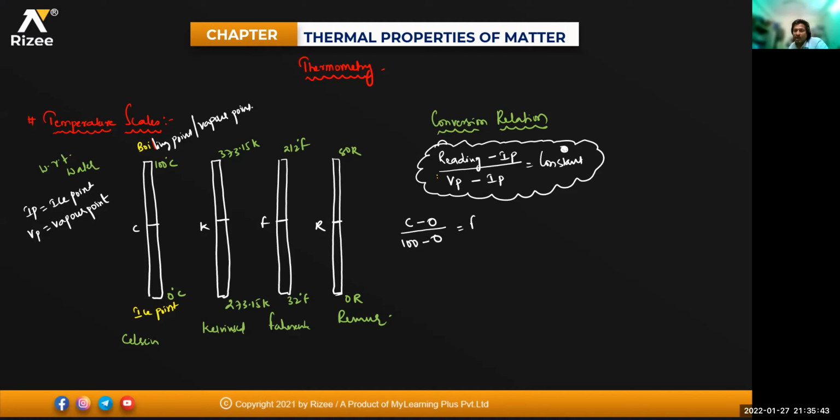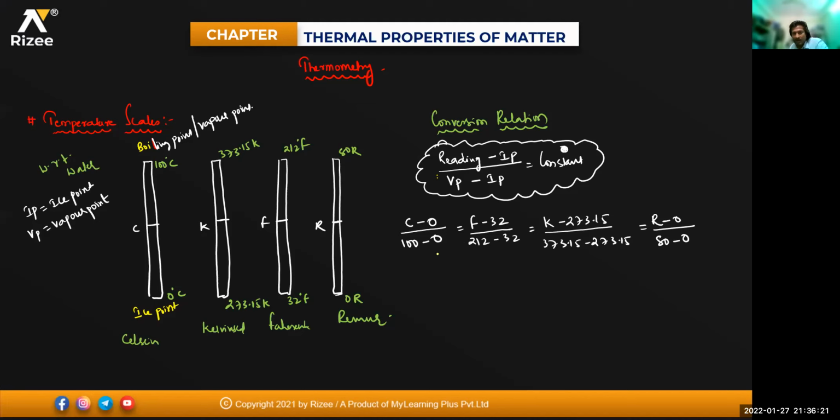For the other scale, it is F minus the lower fixed point, or ice point, which is 32, divided by 212 minus 32. For the Kelvin scale, it will be K minus 273.15 divided by 373.15 minus 273.15. For the Reaumur scale, I'll write the reading as R minus the lower point, which is 0, divided by the vapor point 80 minus 0. Got an idea? Is that clear?